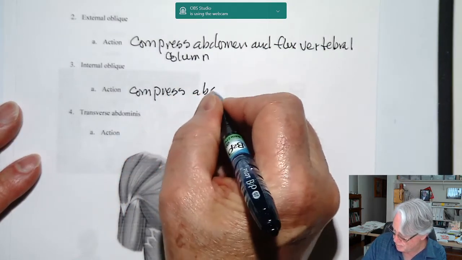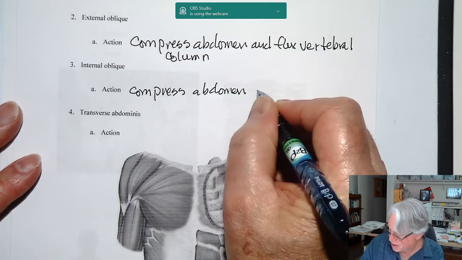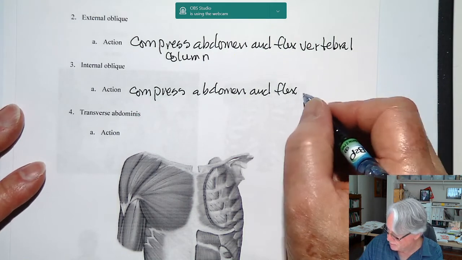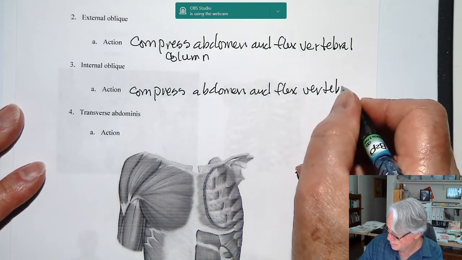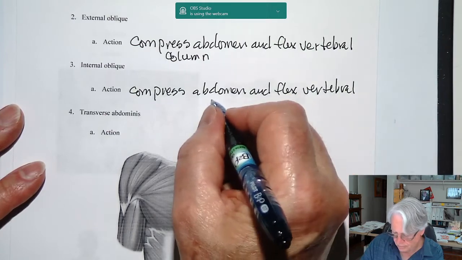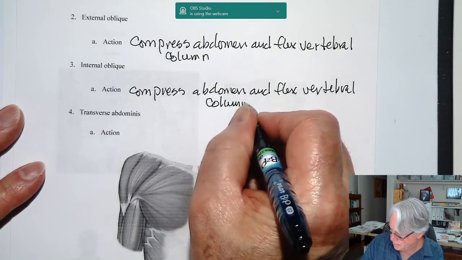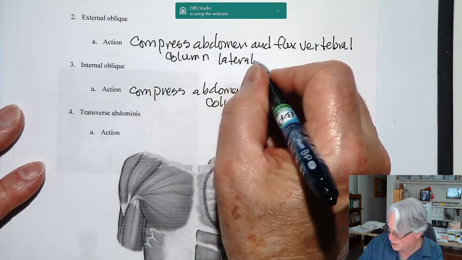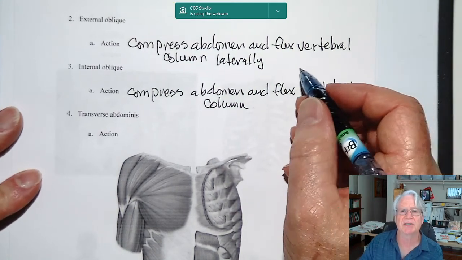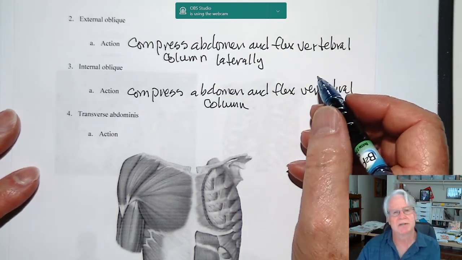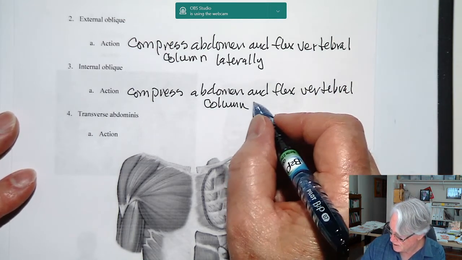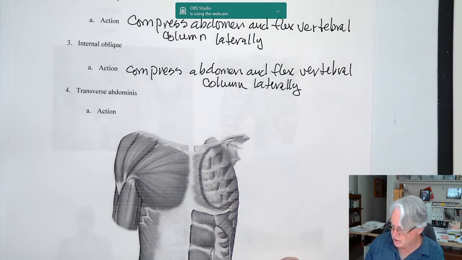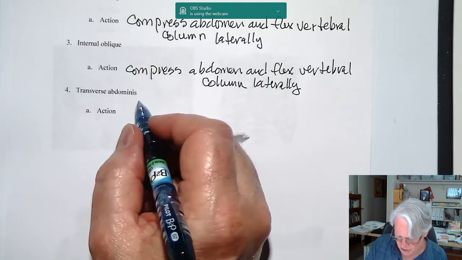Internal obliques, you're going to see pretty much the same thing. Compress the abdomen and flex the vertebral column. And I should actually add this. So laterally, rather than just simply flexing the vertebral column, it's going to flex it laterally to the side, in both cases. The action for the transverse abdominis is simply compress the abdomen.